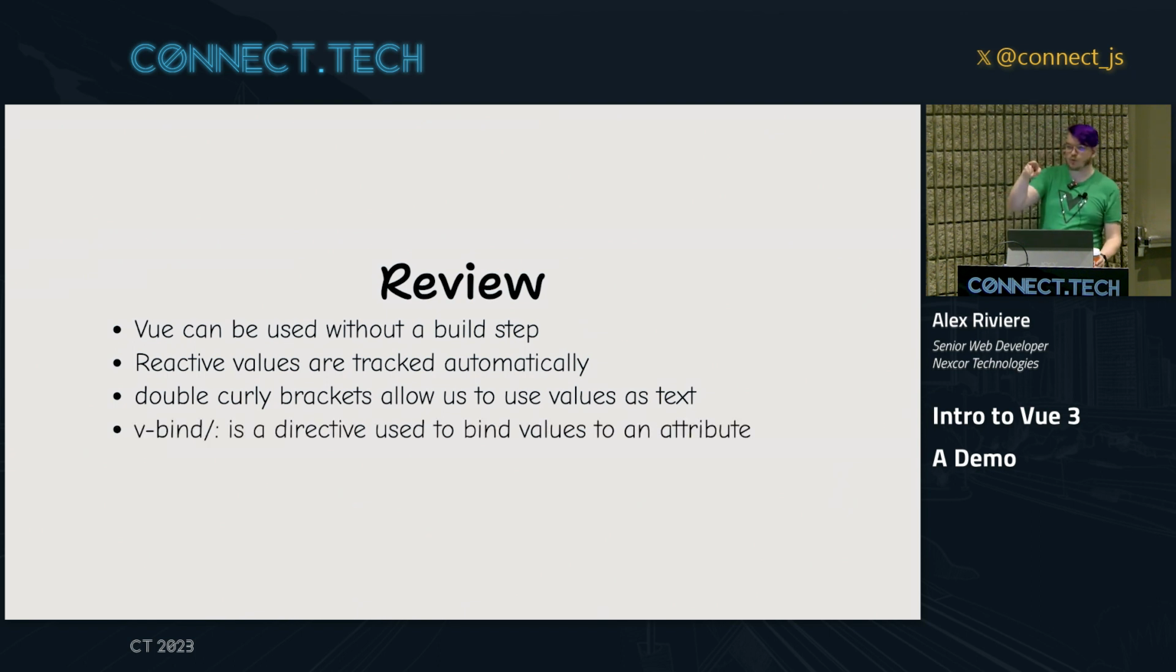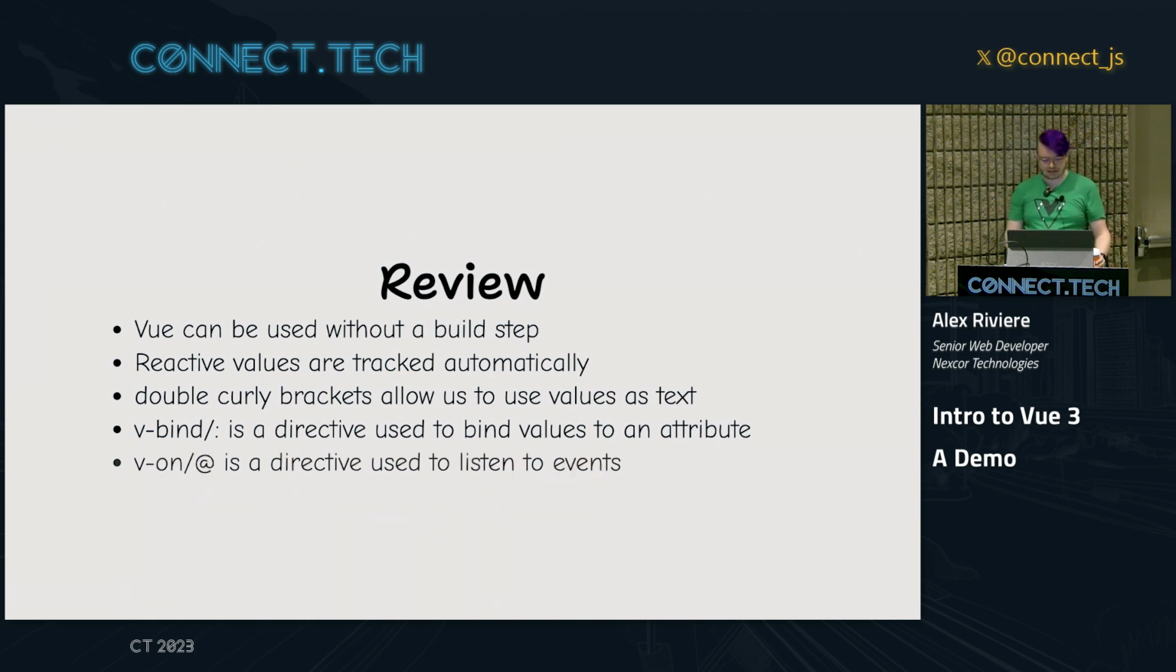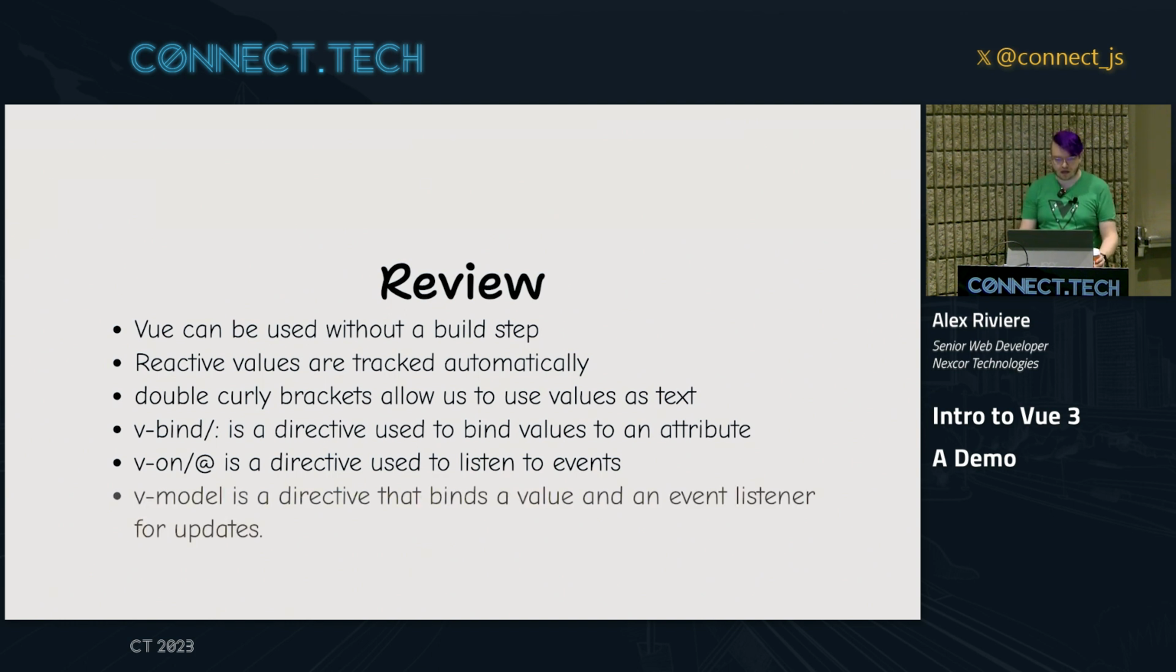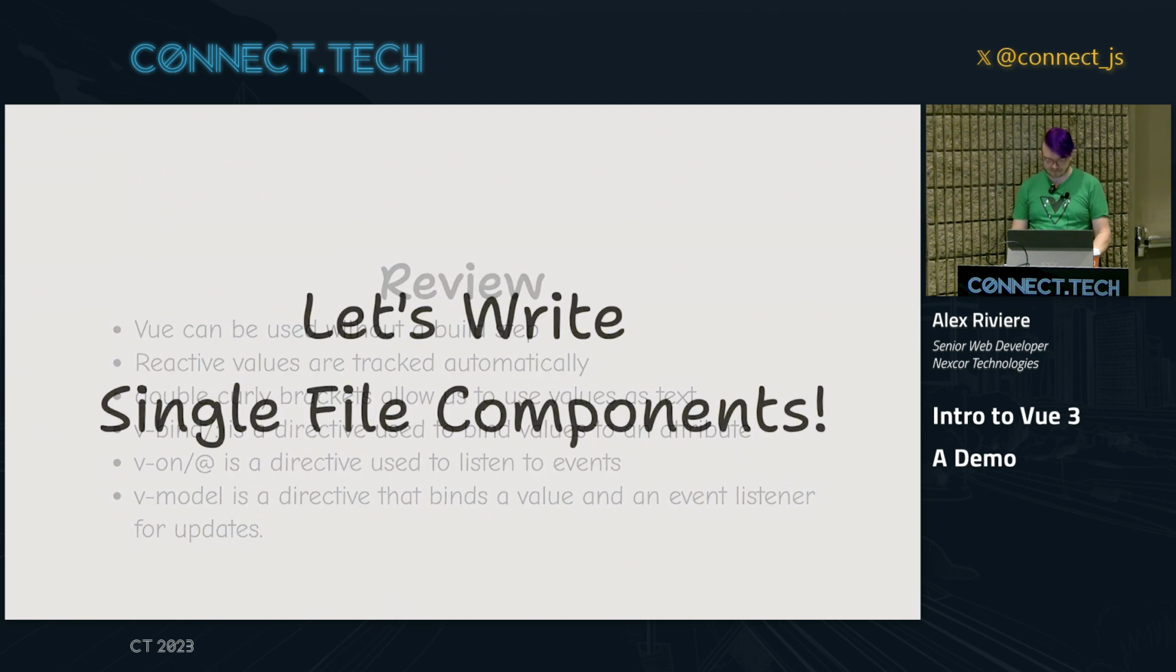v-bind, or the colon, is a directive used to bind values to an attribute. v-on, or the @, is a directive used to listen to events. And v-model is a directive that binds a value and an event listener for updates. So we're able to do two for one, right? Super great. Everybody loves a buy one, get one free. So it's a super good thing.